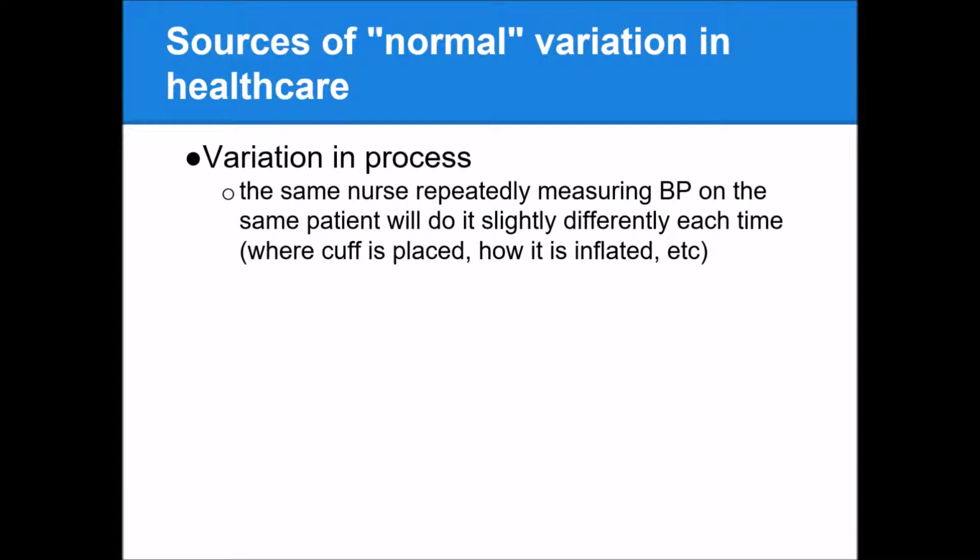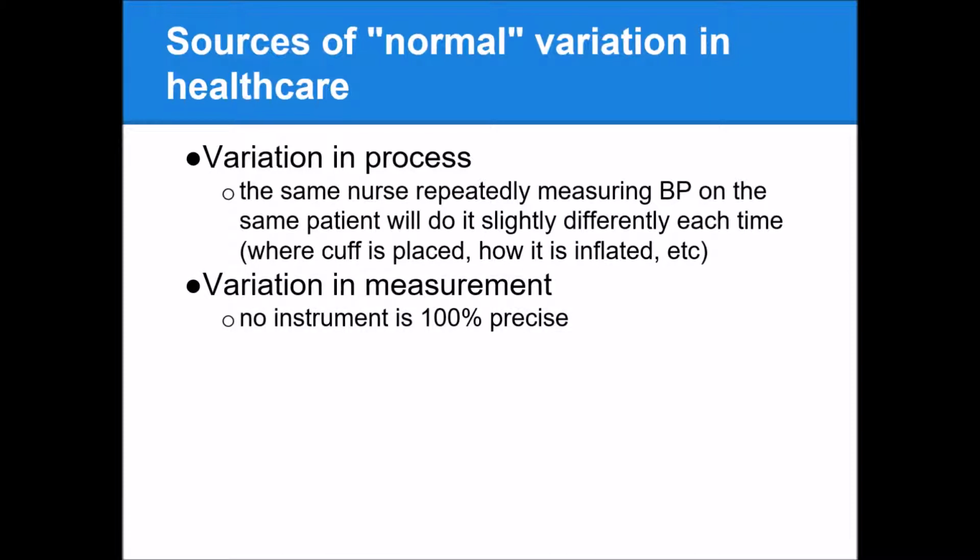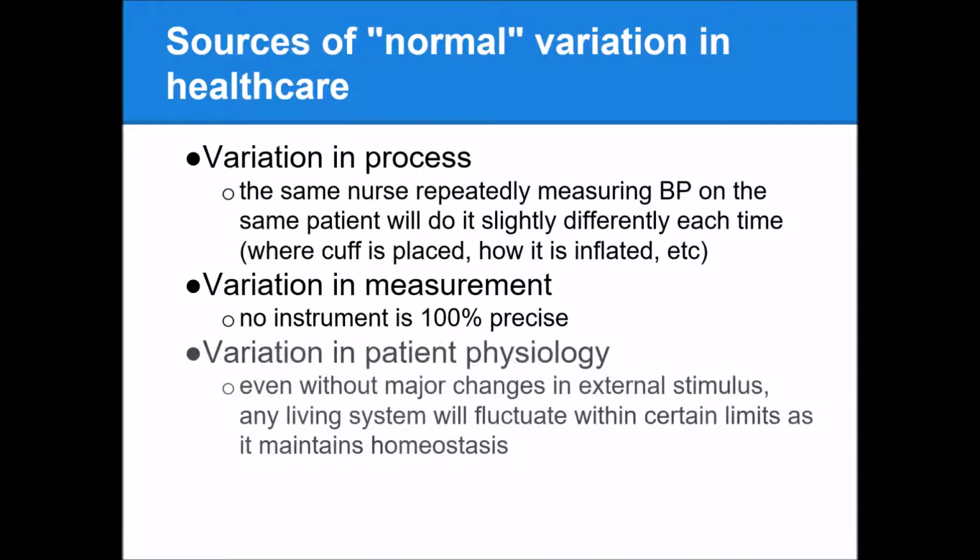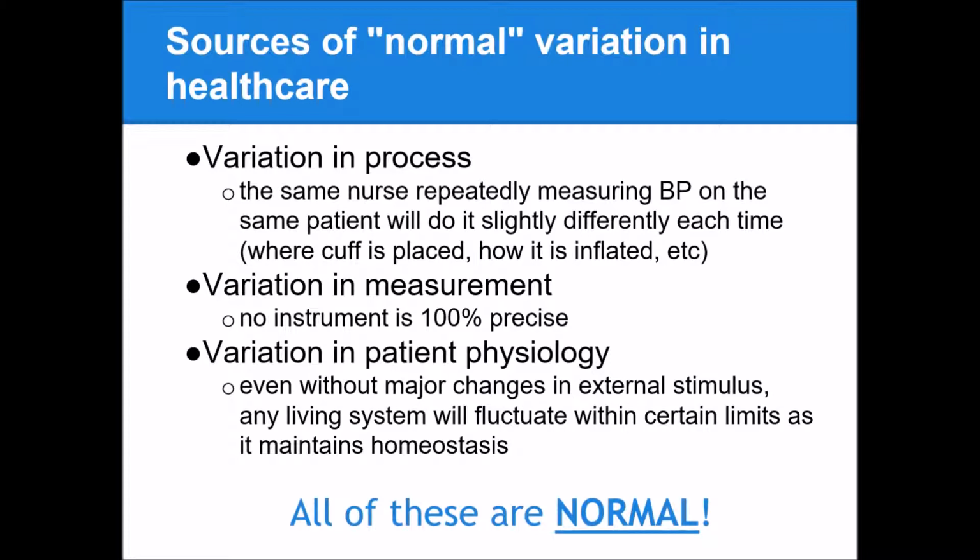In healthcare processes particularly, three of the big sources of normal or expected variation are variation in the process itself. With blood pressure, for instance, the same nurse repeatedly measuring blood pressure on the same patient will do it slightly differently each time, placing the cuff differently, inflating it differently, etc. Variation in measurement, as in the instrument itself is not 100% precise, and so will give slight variations even if measuring the same thing over and over. And variation in patient physiology, in other words, even without major changes in external stimulus, any living system will fluctuate over time within certain limits as part of homeostasis. All of these kinds of variation are normal and to be expected.